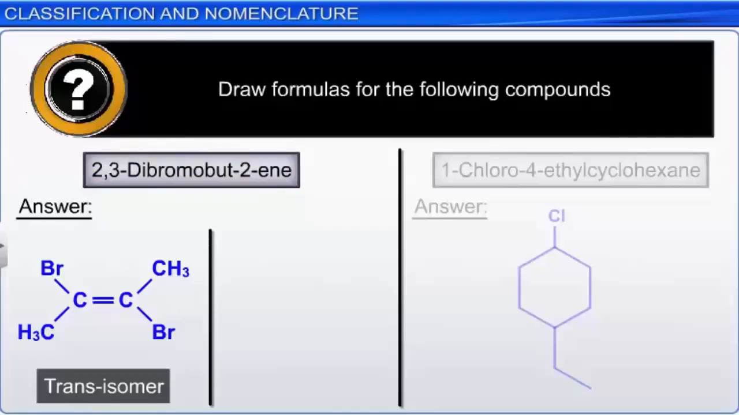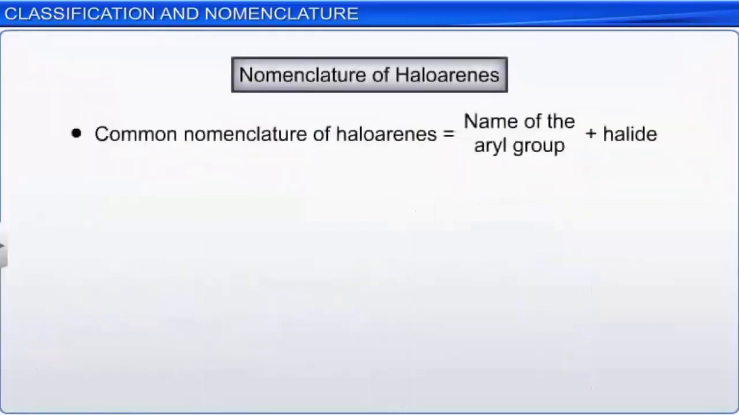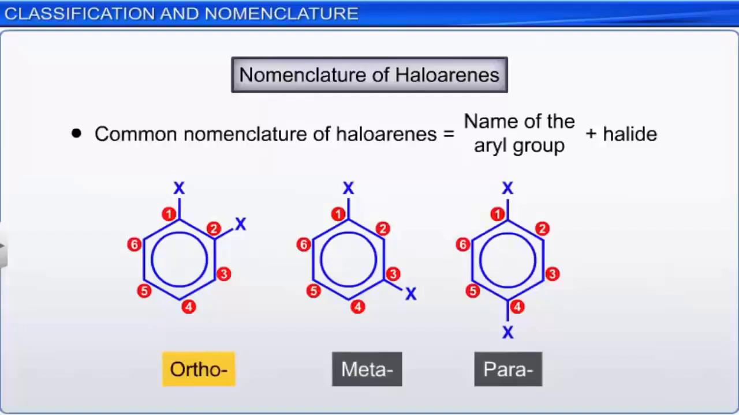The common names of haloarenes give the name of the aryl group followed by the halide. Common names may use the prefixes ortho, meta, and para to indicate relative spacing, 2, 3, or 4 carbons between the halogen atoms. In IUPAC nomenclature, haloarenes are named as substituted arenes, listing the location and type of the halogen atoms.